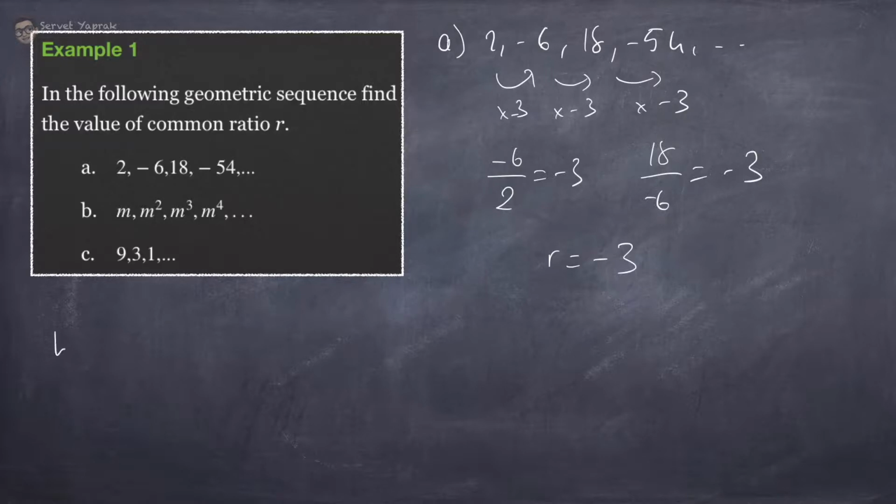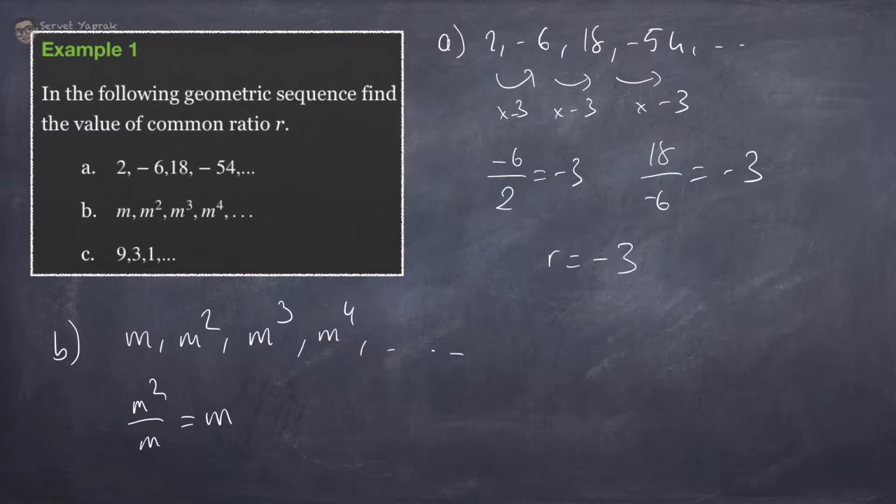Part B, we have m squared, m cubed, m to the power of 4, and so on. If we divide m squared by m, we have m. If we divide m cubed by m squared, we again have m. We can do the same thing for m to the power of 4 divided by m cubed, again m. So we can say that the common ratio of sequence B is m.